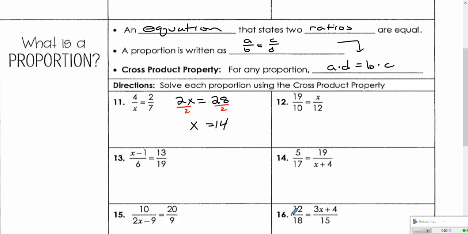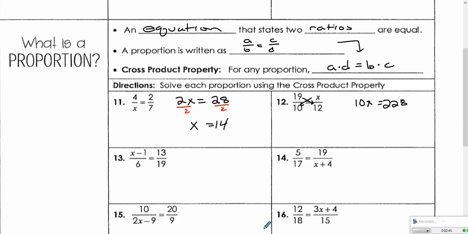All right, let's go ahead, and I want to do number 12, not because it's really that much different, but because the answer looks a little bit different. So 19 times 12, and just to make sure I'm doing that right, grab my calculator. 19 times 12 is 228. So we'll do the same thing here. Cross product, right? The 19 times the 12 is 228. The x times the 10 is 10x, and those go on either side of a new equation.